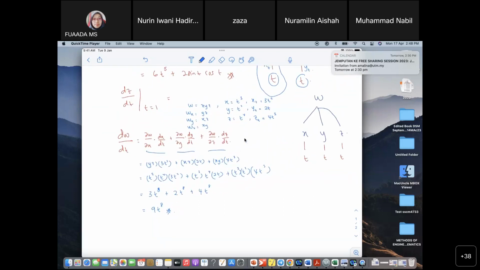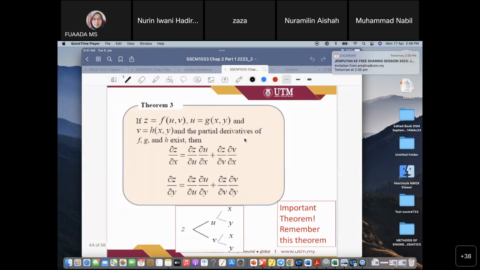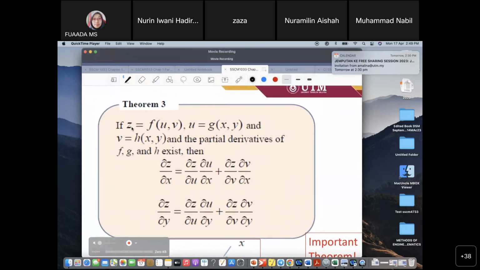Okay, so we move to another example. Okay, now we have a more tedious thing. Now under the Z, there are U and V. And under the U is no longer a single variable, there are two variables. So, at the top is Z, the second layer is U and V, and each of the U and V has its own function, but in terms of two variables.